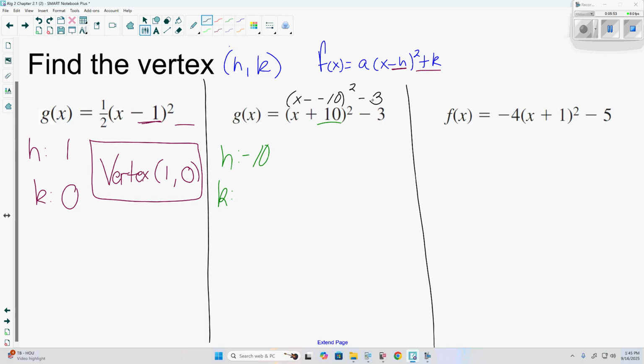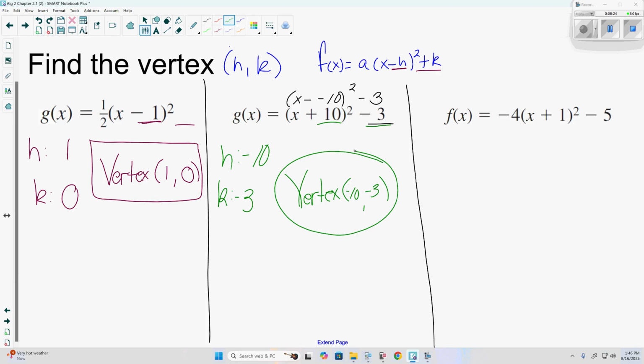What's our value for k? Negative 3, because the number outside, in place of k, is minus 3, negative 3. So our vertex is the point h comma k. Our h value is negative 10. Our k value is negative 3. So the vertex is the point (negative 10, negative 3).